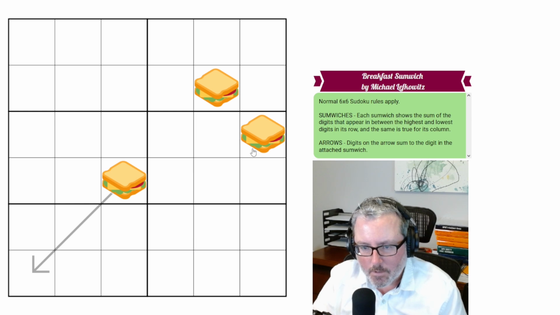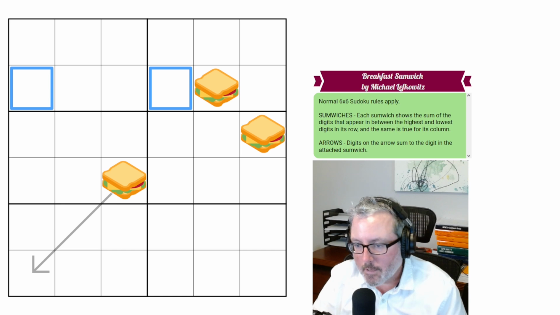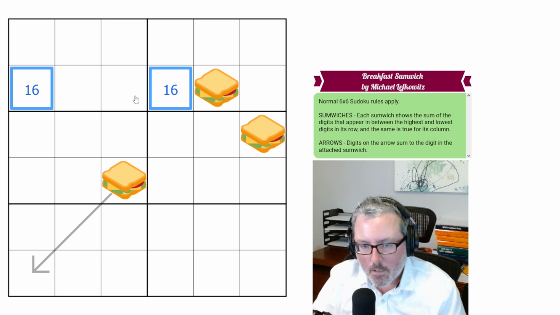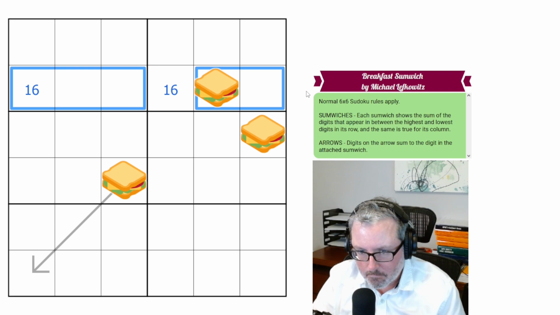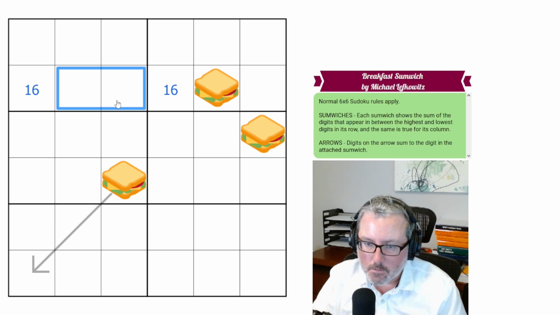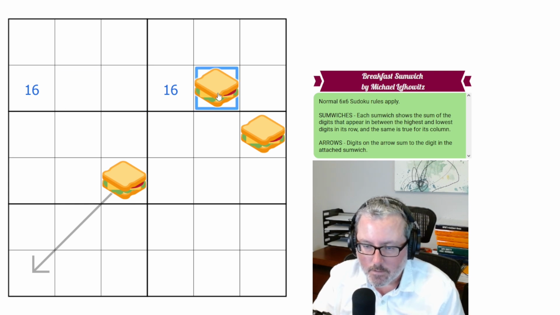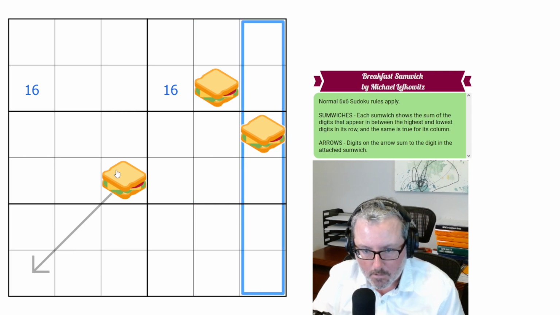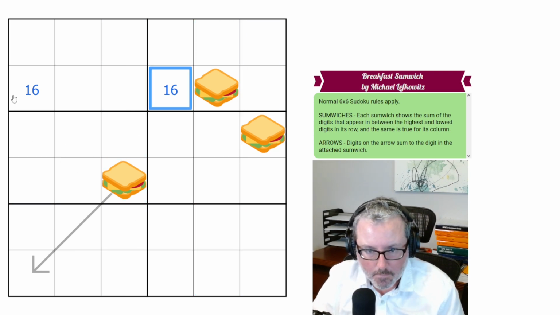Okay, so what that means is essentially the highest and lowest digits in any row or column are going to be 1 and 6. So 1 and 6. Let's just put this as an example. It doesn't mean that's correct, obviously. So whatever these 2 digits in this row equal, because these are the 2 between the highest and lowest digit, those sum up to whatever this digit is. The same is true for the column in this one. It's the same for the row here, the column here, the row here, and the column here.